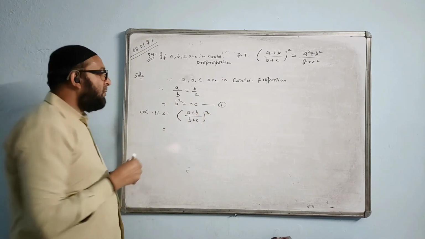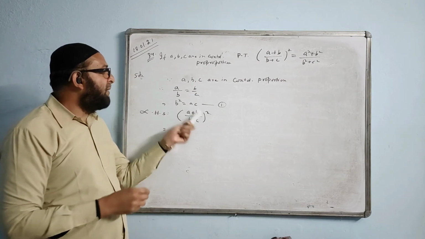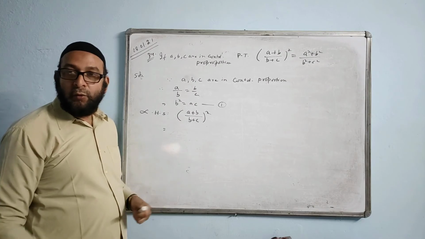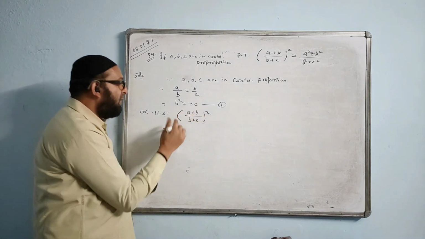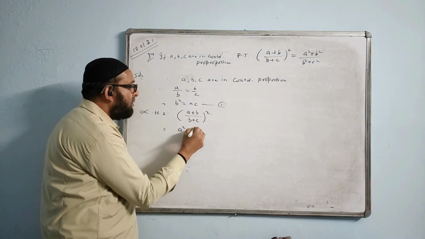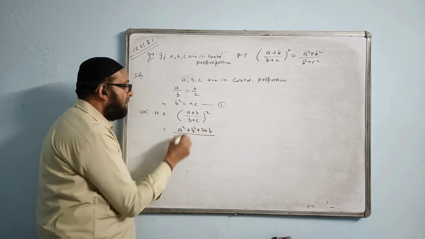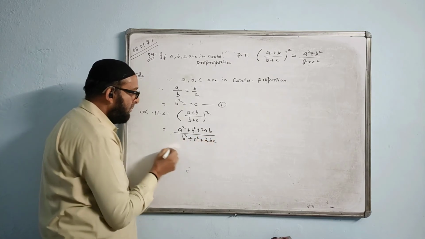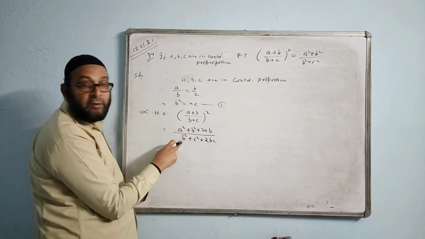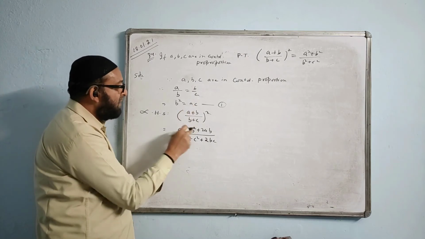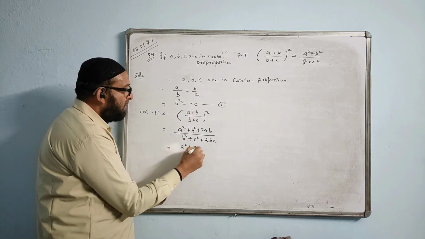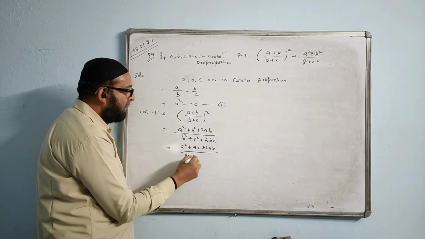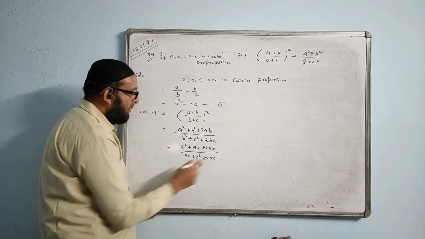When we see the question, is B square coming anywhere? No. Is AC coming anywhere? The answer for that also is no. Then we'll expand it now. What is the square formula? A square plus B square plus 2AB. The denominator will also expand: A square plus B square plus 2BC. Now we'll put the value of B square as AC. So A square plus AC plus 2AB, over AC plus C square plus 2BC.